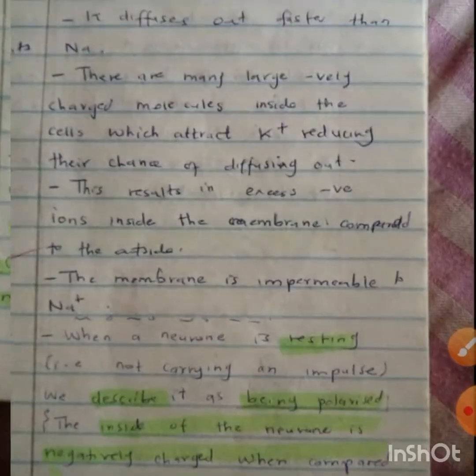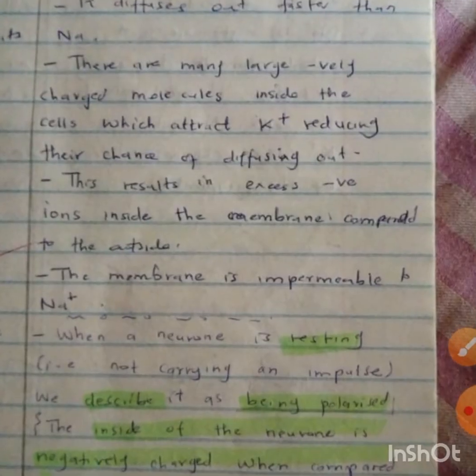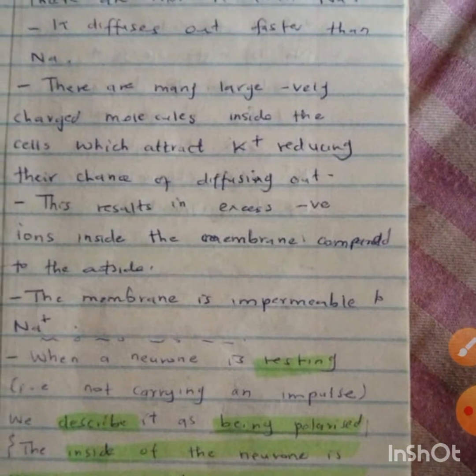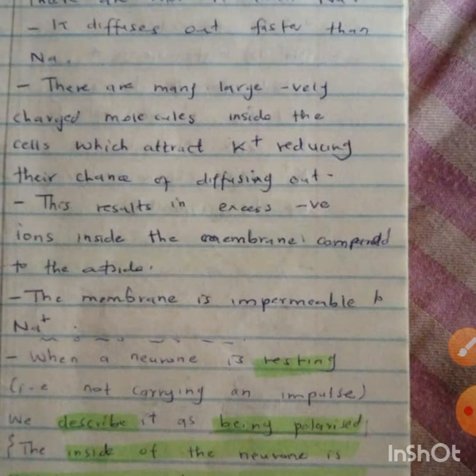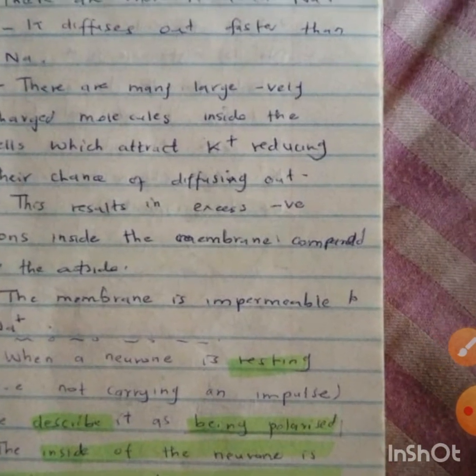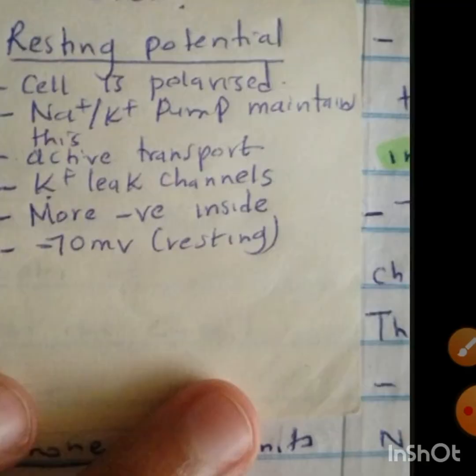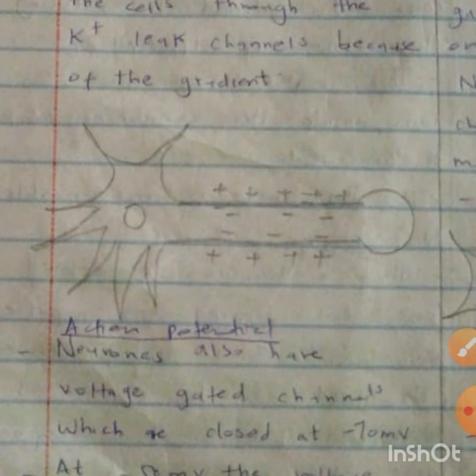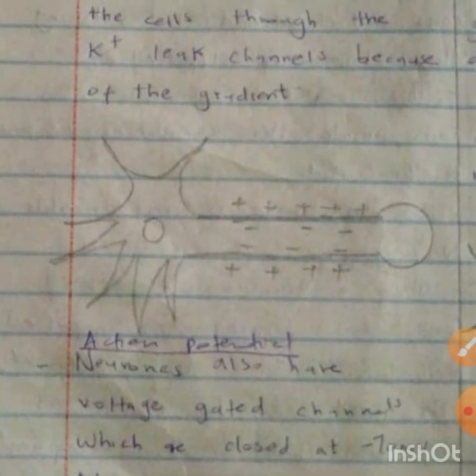What do these pumps do? Sodium potassium pumps send sodium out and potassium into the axon. You know what the axon is. For every 2 potassiums that get in, 3 sodiums will go out.